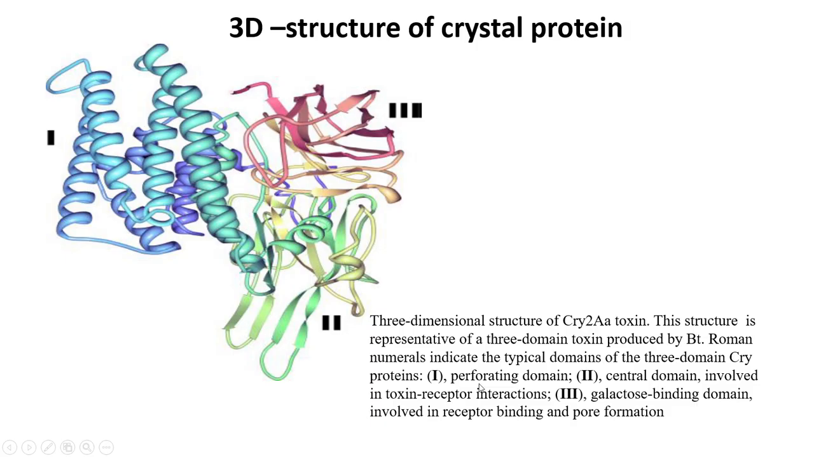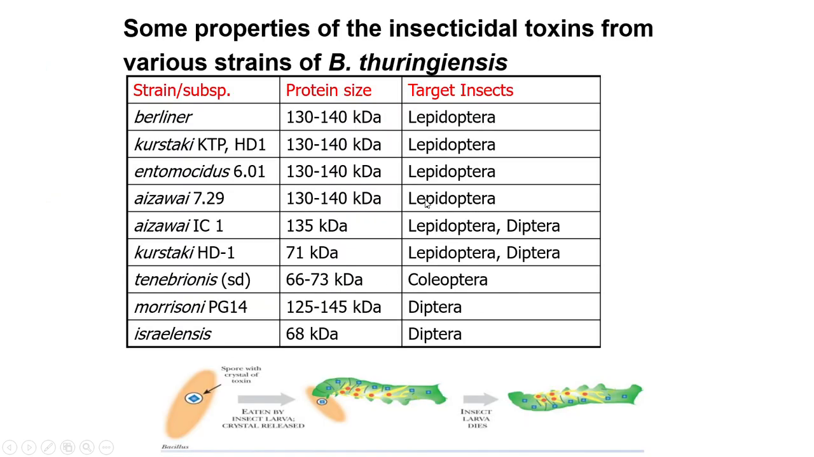The central domain is involved in toxin-receptor interaction. The second domain is involved in binding to the receptors in the insect gut. So this is the one which binds to the insect gut. And the third is the galactose-binding domain involved in receptor binding and pore formation. So domain 3 is involved in both pore formation as well as receptor binding. So this is the 3D structure of the crystal protein of Bacillus thuringiensis.